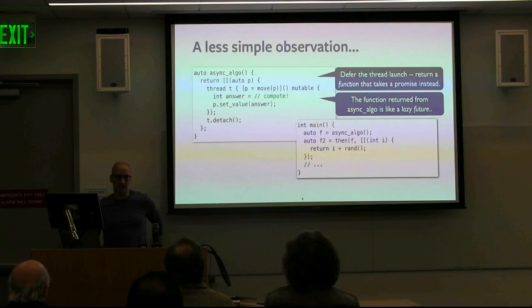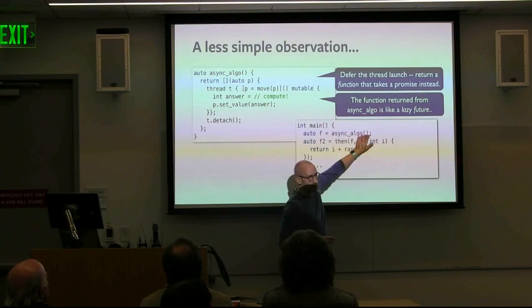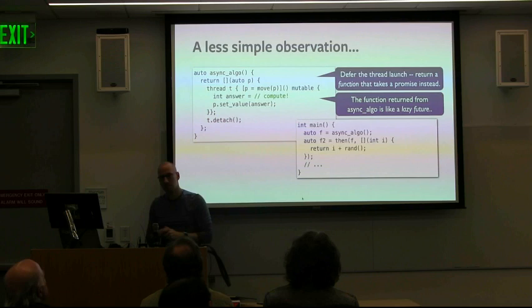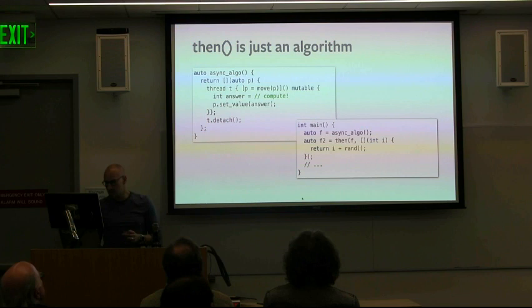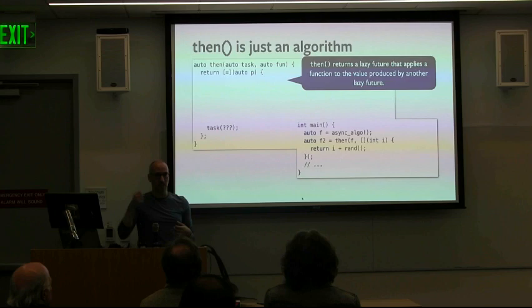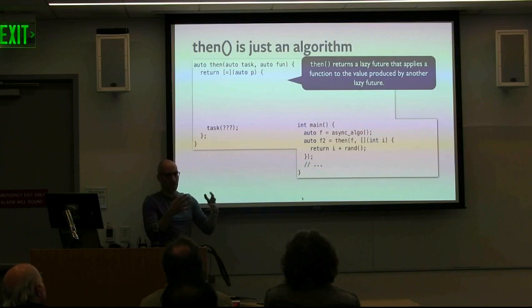And you'll notice that when you call async algorithm, and you get back a lambda, no work has been done. All you've done is created a lambda. So then is just an algorithm. It's an algorithm that takes one of these lazy futures, and a lambda, a function, a continuation. And it's going to return another lazy future. It's going to return another lambda. A lambda that takes a promise as an argument.